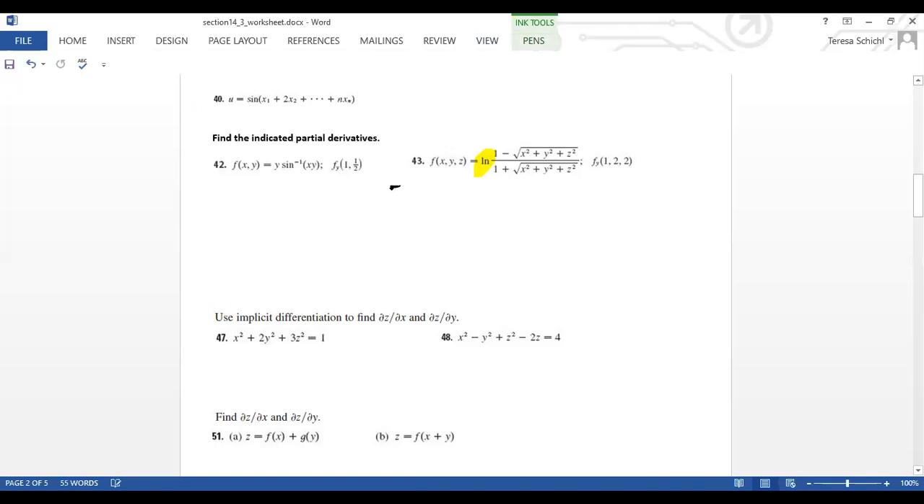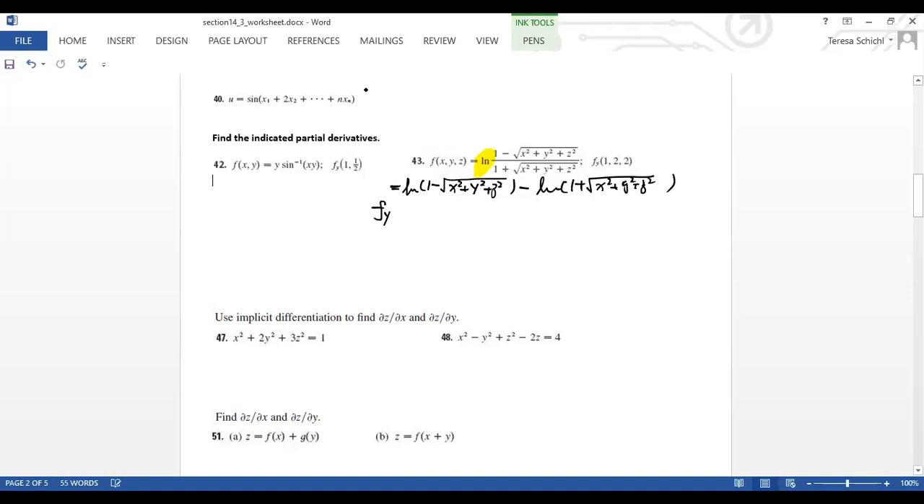Because the natural log has a good characteristic, if you divide, it will be the natural log of u minus the natural log. So this is the natural log of 1 plus x squared plus y squared plus z squared, minus 2 natural log. This will simplify the derivative.